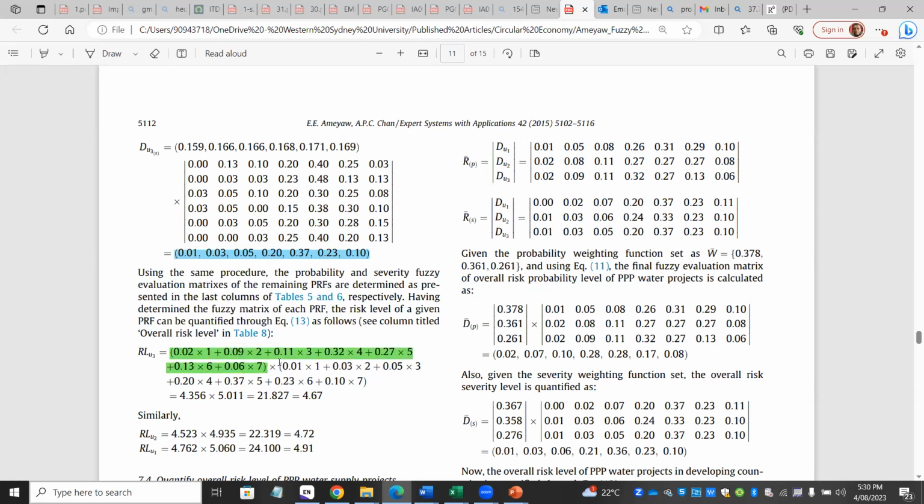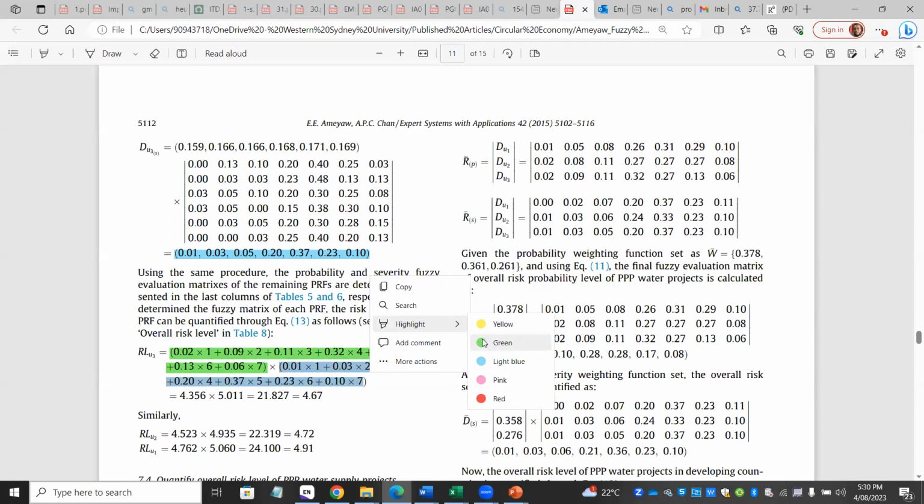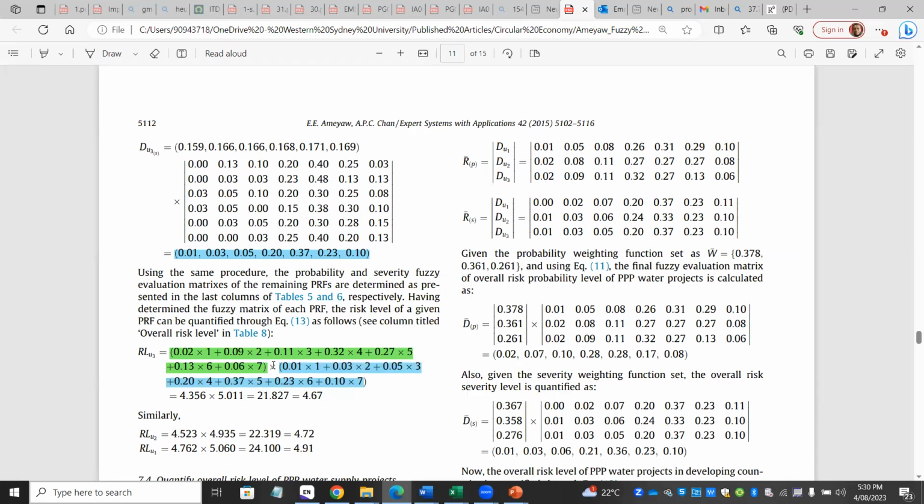And this is from the severity section. Okay. So when you add this, it will give you 4.356. And this section will give you 5.011. Then you multiply.